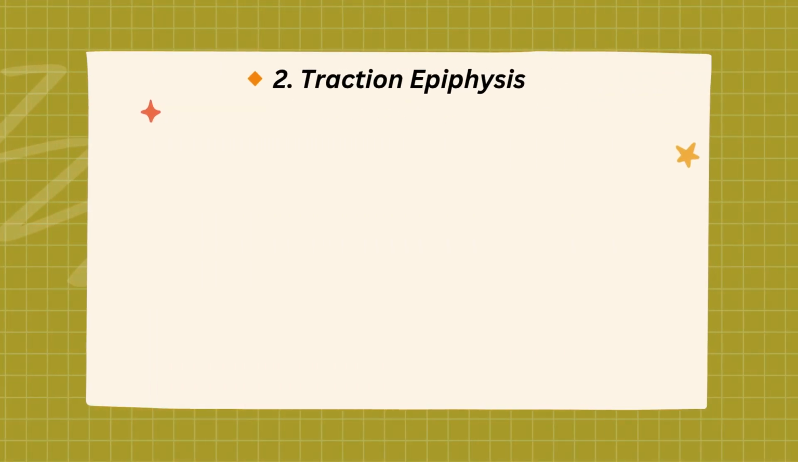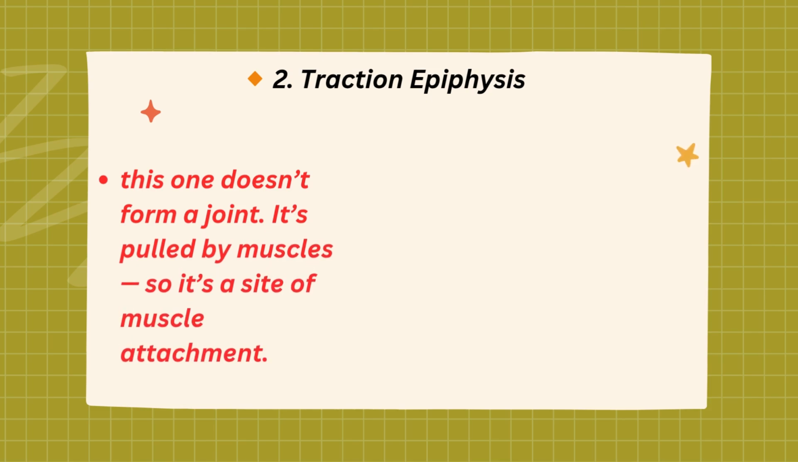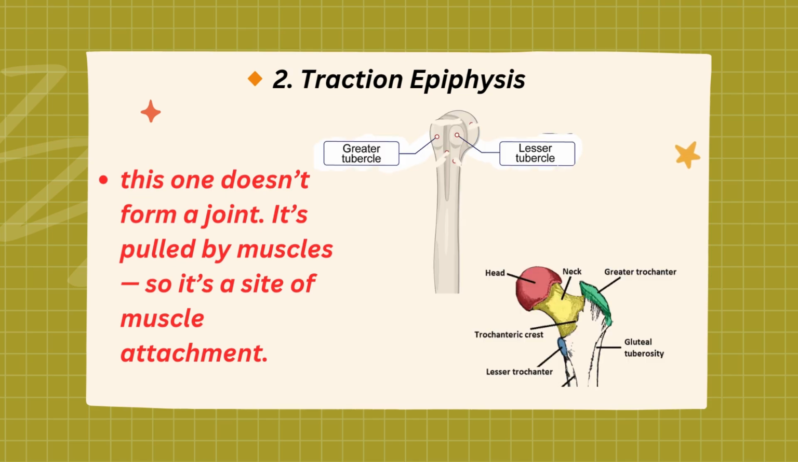2. Traction epiphysis. Now this one doesn't form a joint. It's pulled by muscles, so it's a site of muscle attachment. You'll find it in places like the greater and lesser tubercles of the humerus, or the trochanters of the femur.